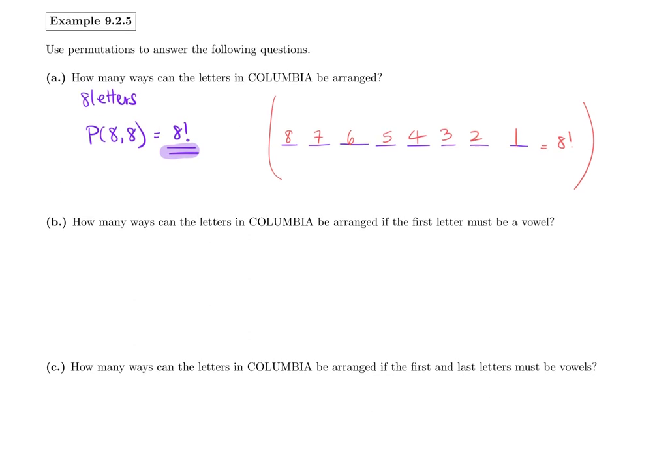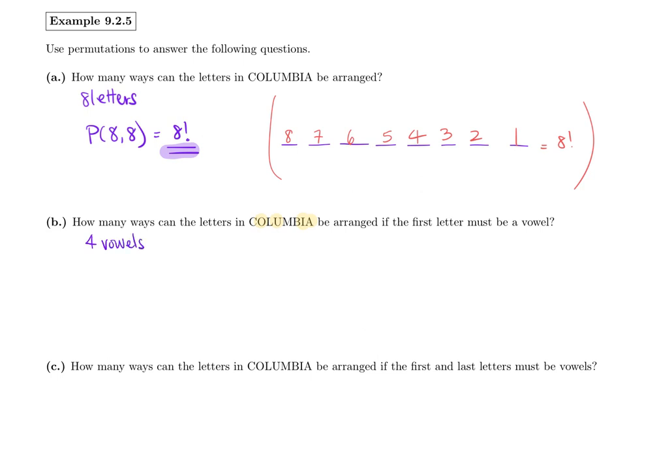So B says, how many ways can the letters in Columbia be arranged if the first letter must be a vowel? Well, we better figure out how many vowels are in Columbia. Let's see here. C-O, L-U, M-B, I, and A. So there are 4 vowels in Columbia.